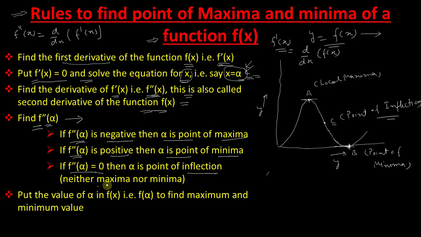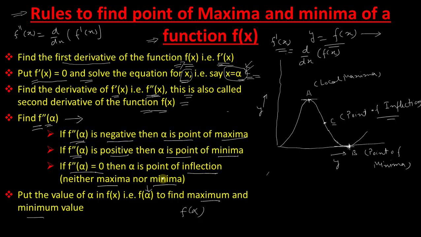At the point where the second derivative is 0, that point is called a point of inflection. So it shows neither maxima nor minima. That is how we find points of maxima and minima. Now if we put that point in the function f(x) and calculate f alpha, that will give its maximum or minimum value, depending upon whether alpha is a point of maxima or minima.